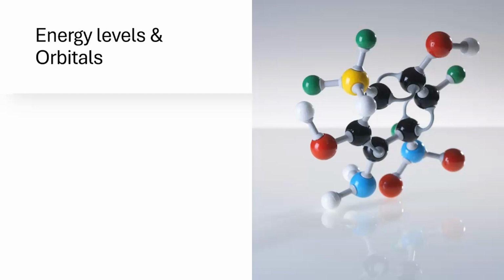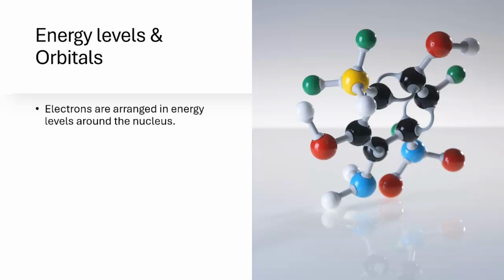Electrons don't just hang out anywhere. They are in orbitals, basically their own little assigned zones in each energy level. And the way these electrons are arranged can tell us a lot about how atoms behave. Let's take a closer look at how these energy levels work.